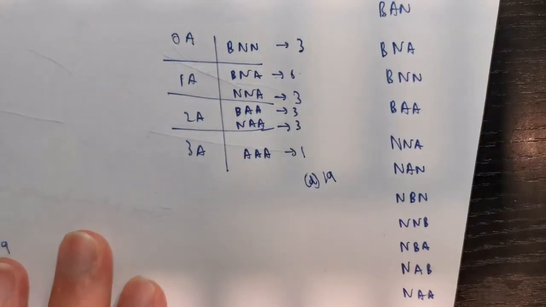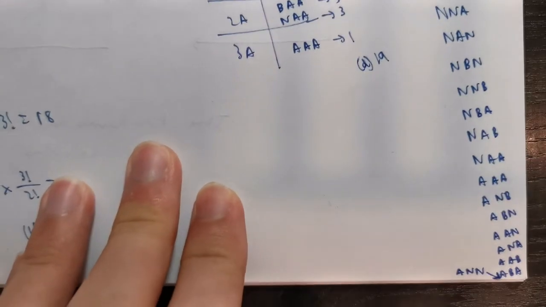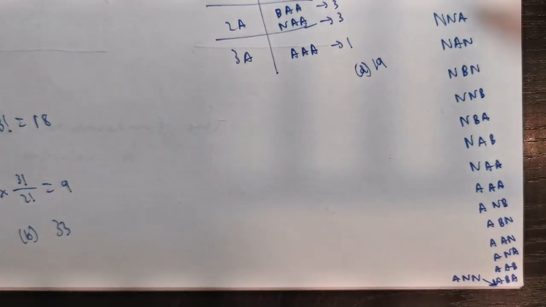So these are the 19 ways. Just try and make sure not to miss out any cases. Be careful. If you can, try and find a system.